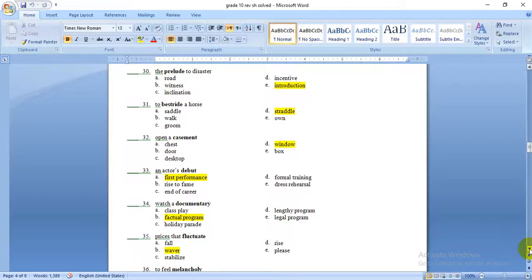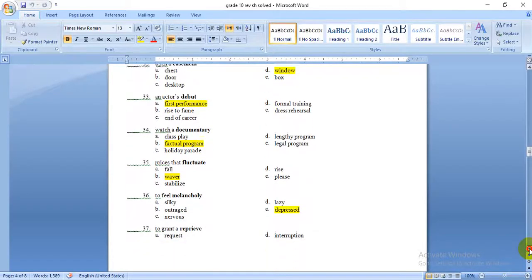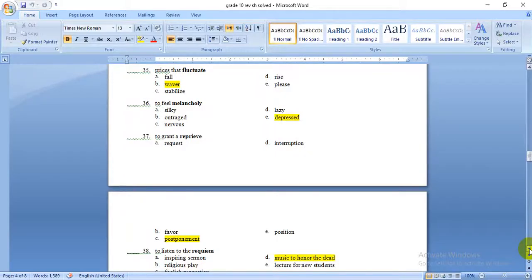So A. 34, watch a documentary: class play, factual program, holiday parade, lengthy program, legal program. The right answer is B, factual program. That's a documentary, you know, showing you facts. 35, prices that fluctuate. So fall, rise, waver, stabilize, please. So waver is the right answer, means goes up and down. So 35 is B.